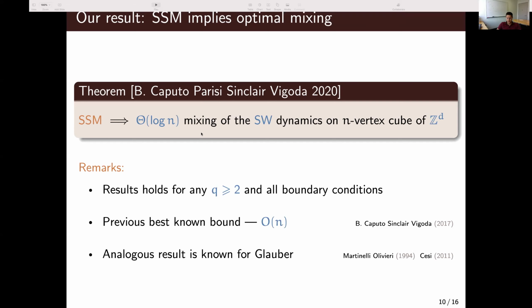The best bound known in this setting was O of n, and this was previous work due to some of us in this paper. And this result is actually quite appealing because it's very similar to an analogous result for the global dynamics that said that SSM implies optimal n log n mixing for the global dynamics. So this could be seen as the analogous result, although the proof techniques are very different. Okay.